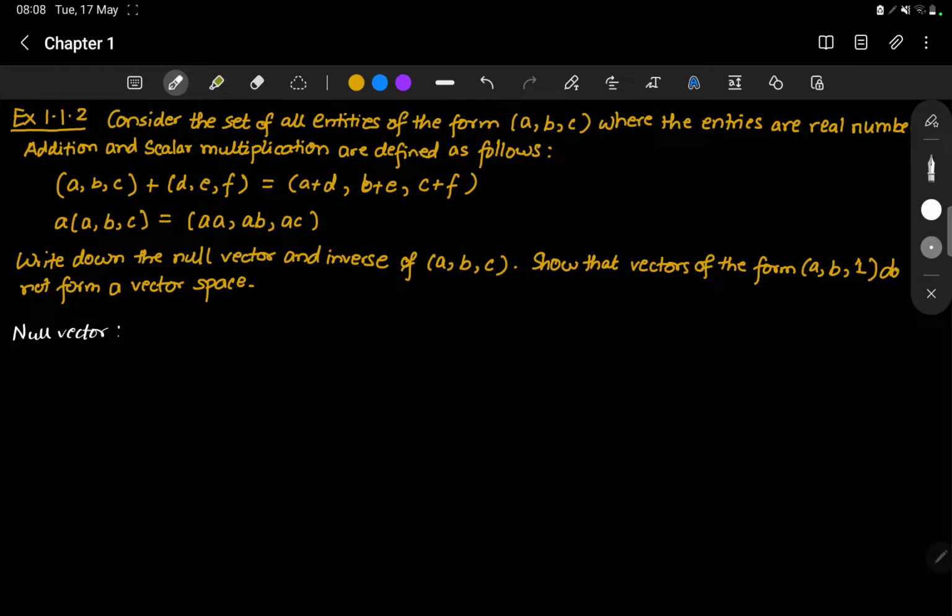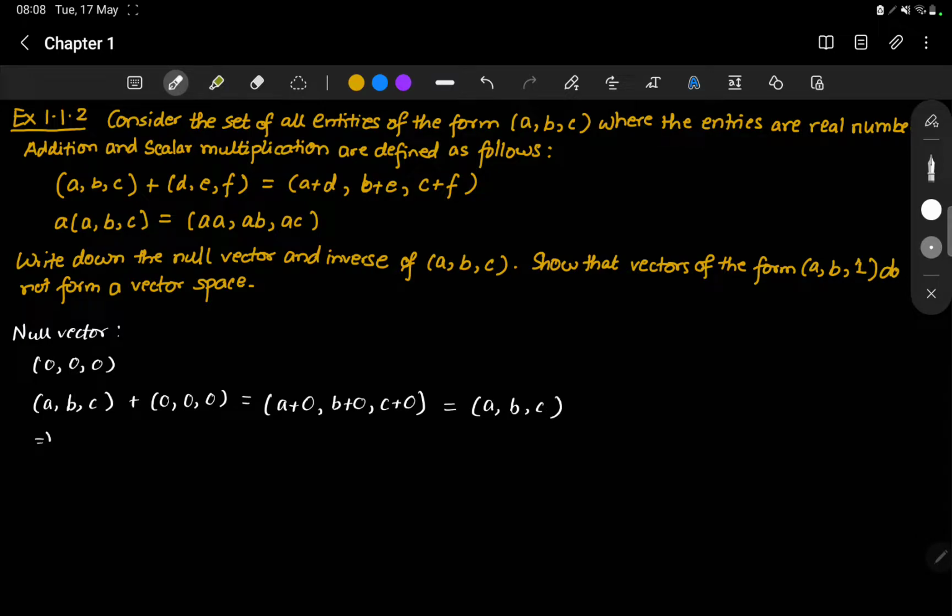Now clearly the null vector in this triplet format is 0, 0, 0. Now why so? We will see. So let us add this to a given vector. Let's say we take this vector, we add what we propose to be our null vector. Then what do we get? By this definition we get a plus 0, b plus 0 and c plus 0. So by addition of real numbers, we know that this is nothing but a, b, c.